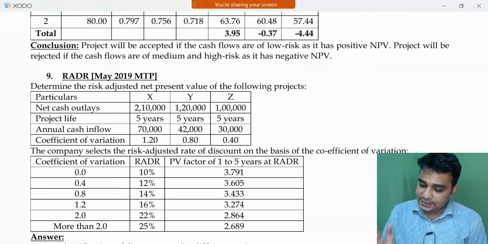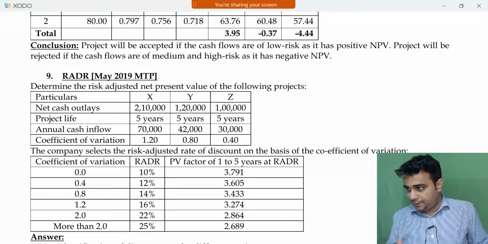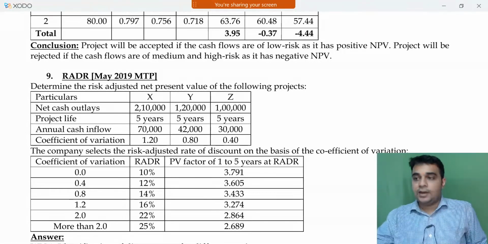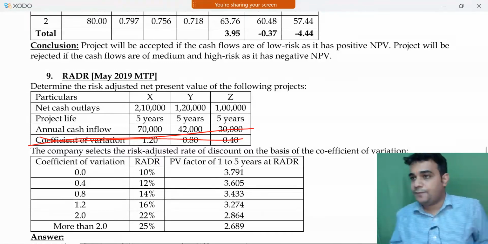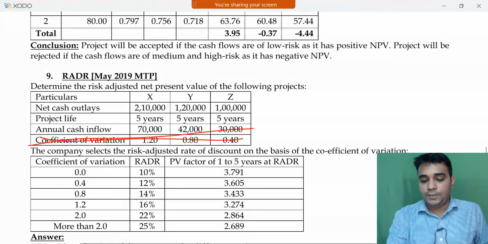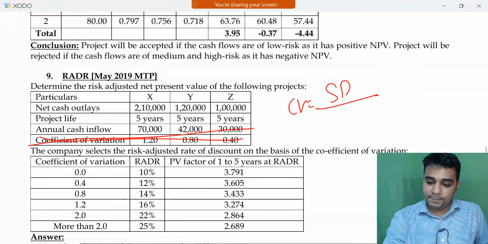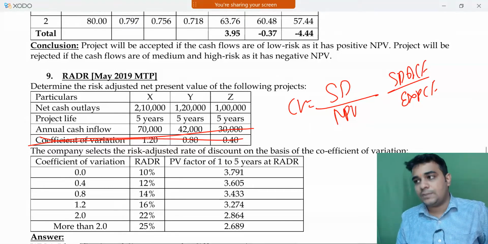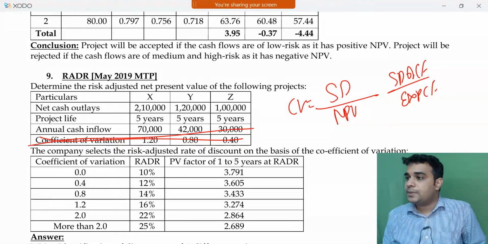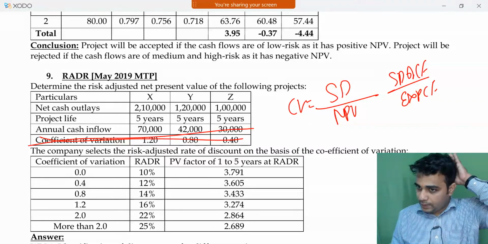RADR approach basically talks about different discount rates for different projects. Now what they can end up doing is they may not give this in the question. Coefficient of variation may not be given. Then you may have to calculate coefficient of variation as standard deviation divided by NPV, or standard deviation of cash flow by expected cash flow. Some numbers could be given in the question to calculate this. After that is calculated, you get the RADR and then be done with the question.